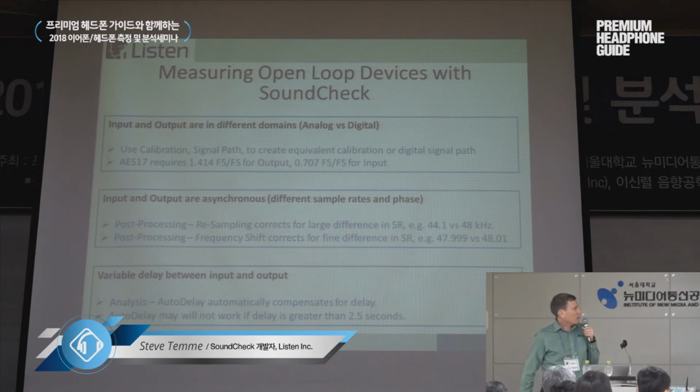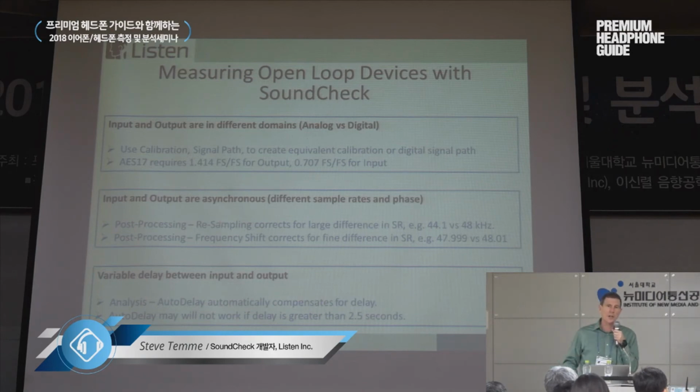So I'll skip through this because we're kind of short on time, but basically we typically have to create a test signal in the digital domain, and we need to calibrate in terms of FS. There's an AES specification that we can use to deal with the different sampling rates, because there's no master clock.